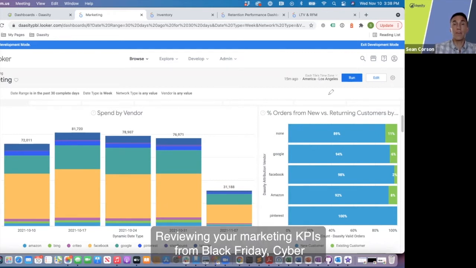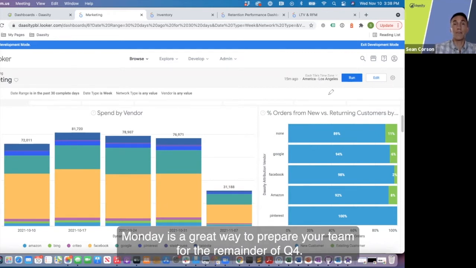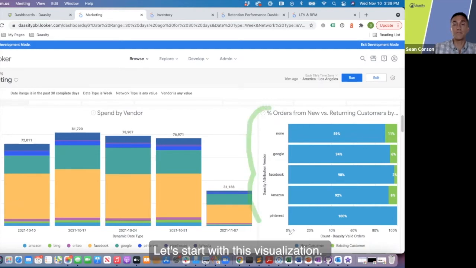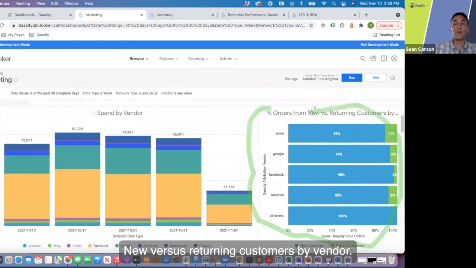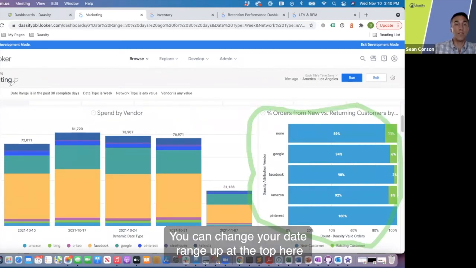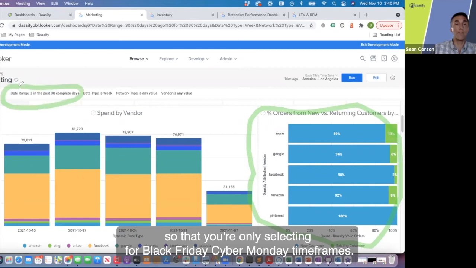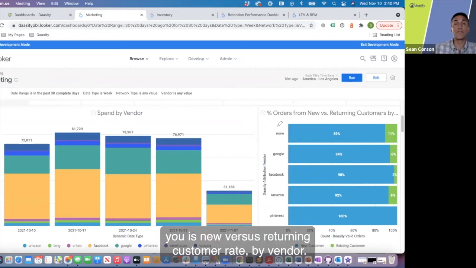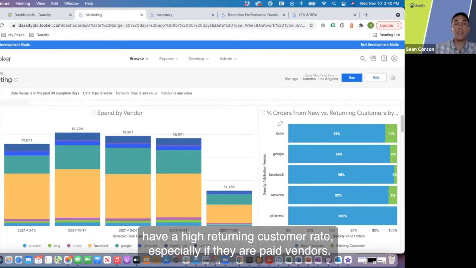Reviewing your marketing KPIs from Black Friday, Cyber Monday is a great way to prepare your team for the remainder of Q4. Let's start with this visualization: new versus returning customers by vendor. You can change your date range up at the top here so that you're only selecting for Black Friday, Cyber Monday timeframes. What this visualization is showing you is new versus returning customer rate by vendor, and it's important to look at which vendors have a high returning customer rate, especially if they are paid vendors.